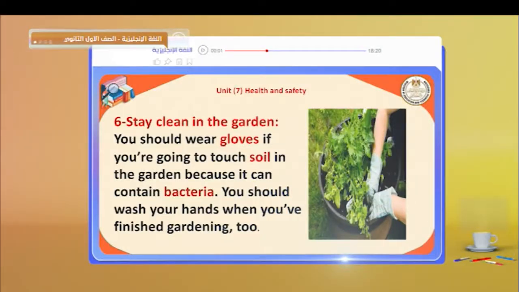So number 6, stay clean in the garden. You should wear gloves if you are going to touch soil in the garden because it can contain bacteria. You should wash your hands when you have finished the gardening too. Again, when you are doing something in the garden, when you are planting trees or watering the flowers, for example, you shouldn't touch anything else until you wash your hands. So be careful when you work in the garden, you should wash your hands.